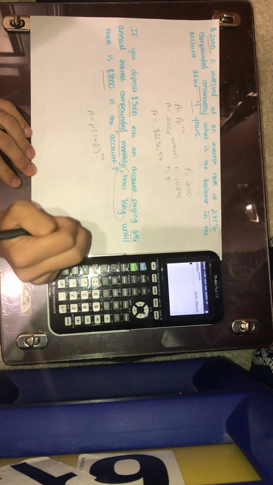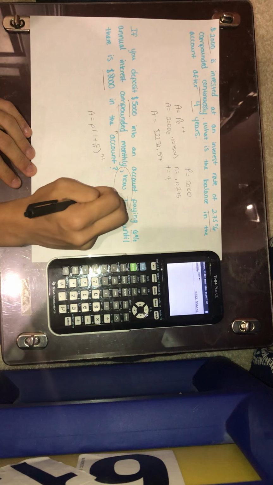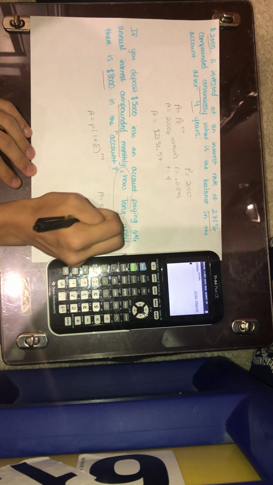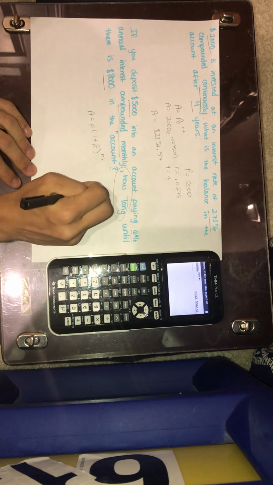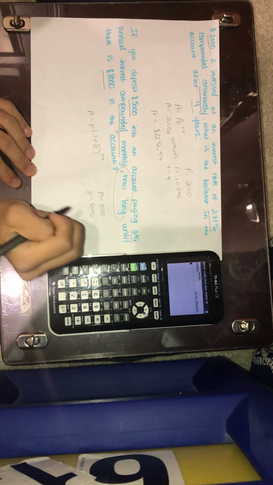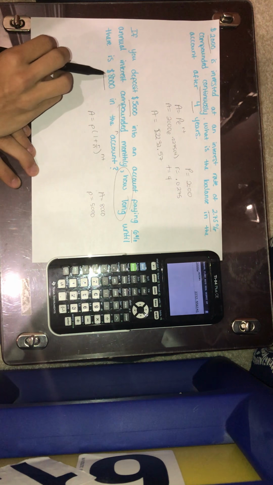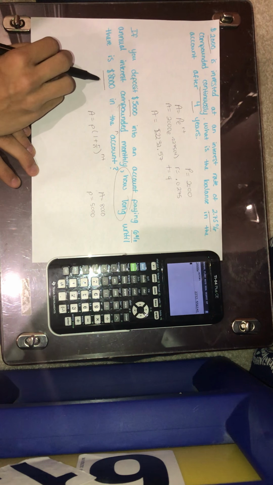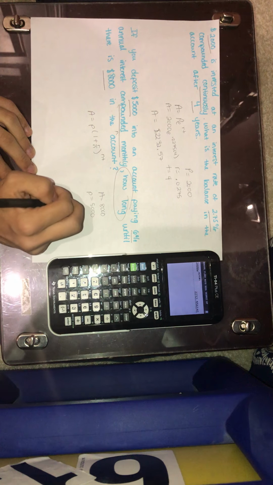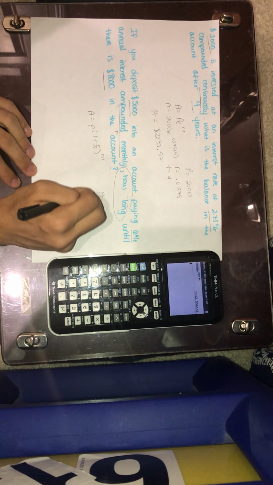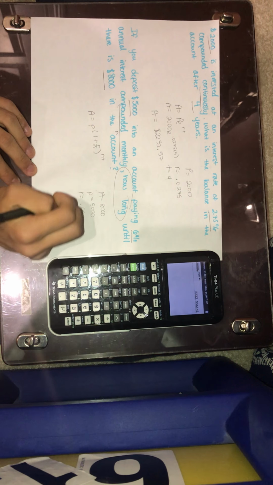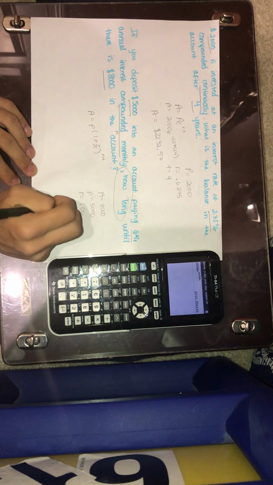So our A value is going to be the 8,000, and our P value is going to be the 5,000, since that's after it was appreciated, and this was the original. The r is going to be 0.06. The n is going to be 12, and the t is a mystery. Okay, so let's just plug that into our equation first.